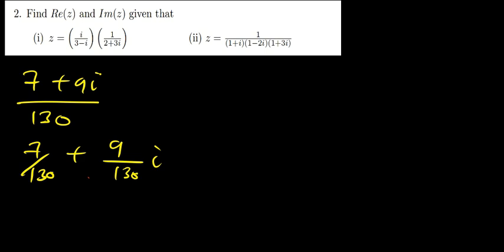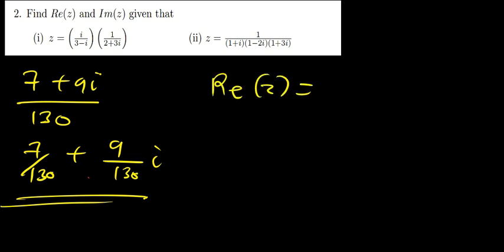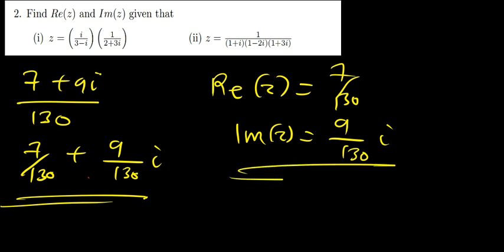For 9 and 130, I think 3. We try 3. 3 into 130 leaves a remainder, so I'll leave it there. I'll say my final answer is this, but the question is to find the real part of z, which is 7 over 130, and the imaginary part of z is 9 over 130i. As simple as that. So that is it for the first part.